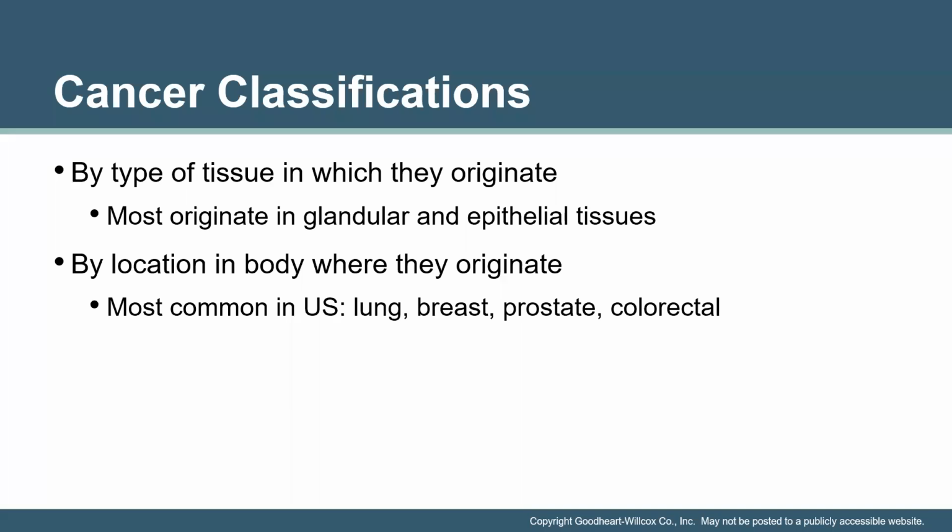So, okay, let's touch on cancer. Cancer classifications, they're classified by the type of tissue involved or where they originate. Most originate in glandular and epithelial tissues. That is where they begin. Some of them may be classified by location in the body, i.e. lung, breast, prostate, colorectal.